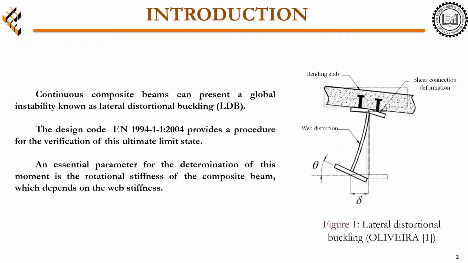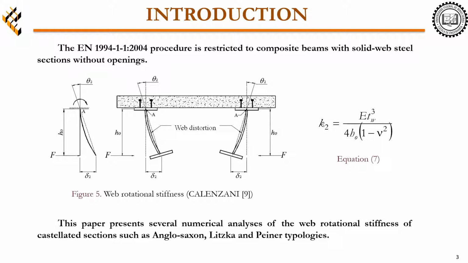An essential parameter for determination of this moment is the rotational stiffness of the composite beams, which depends on the web stiffness. The Eurocode procedure restricts composite beams with solid webs to sections without openings, as can be seen in equation 7.